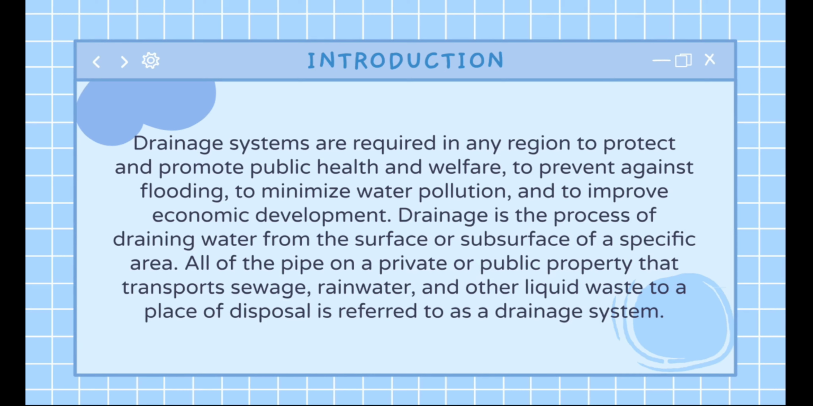Drainage systems are required in any region to protect and promote public health and welfare, to prevent flooding, to minimize water pollution, and to improve economic development. Drainage is the process of draining water from the surface or subsurface of a specific area. All of the pipes on a private or public property that transport sewage, rainwater, and other liquid waste to a place of disposal are referred to as a drainage system.